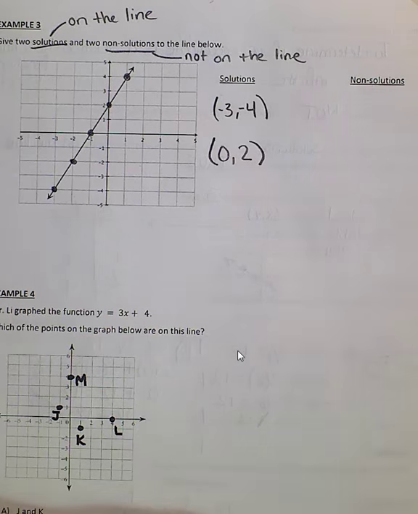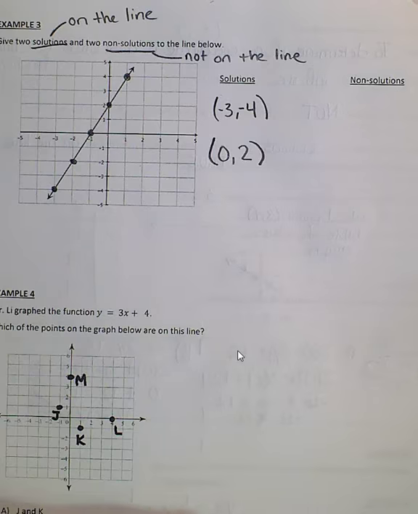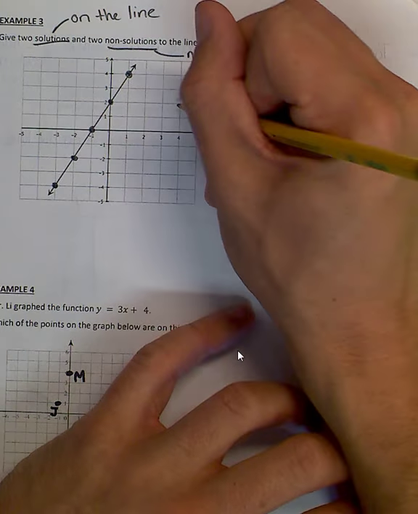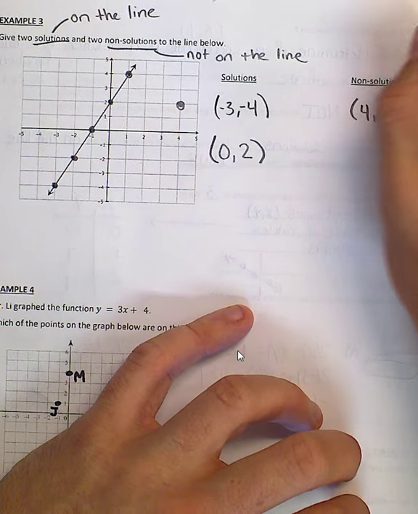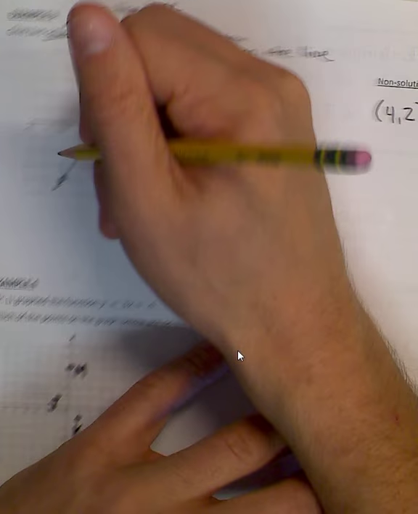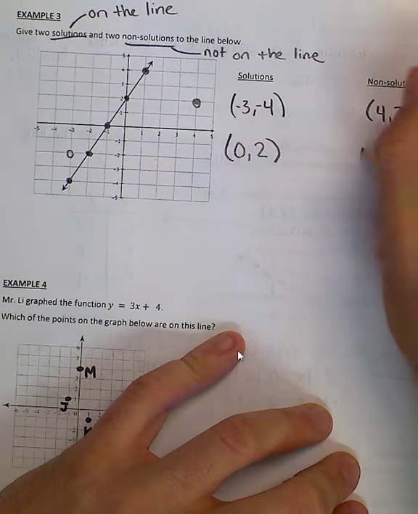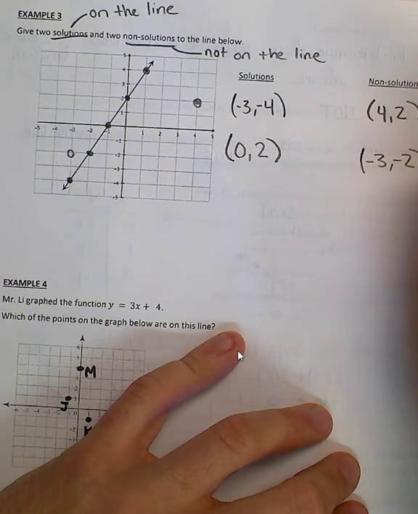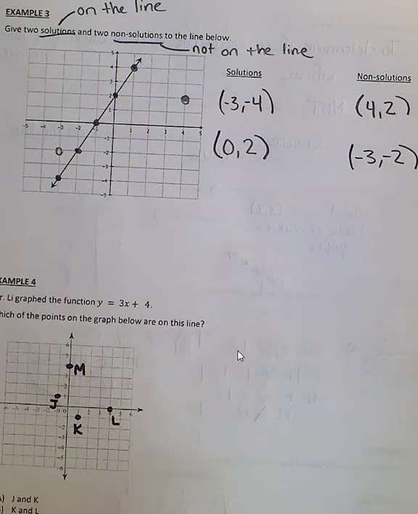Non-solutions, well, that just means any point on the coordinate grid that's not hitting the line. So I don't know. This point works. 4 comma 2 is not a solution. It is not on the line. And let's try a couple negatives. Let's try negative 3, negative 2. That also is not a solution. It is not on the line. So there is a couple different answers for example 3. There's many more that you can come up with.